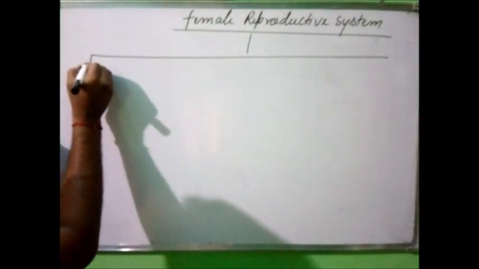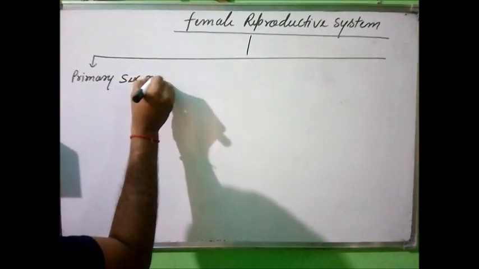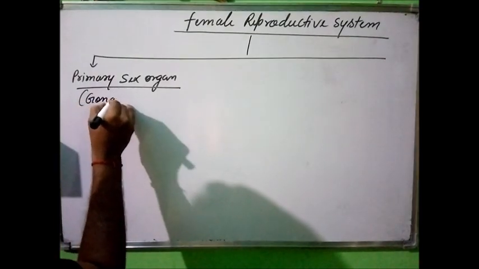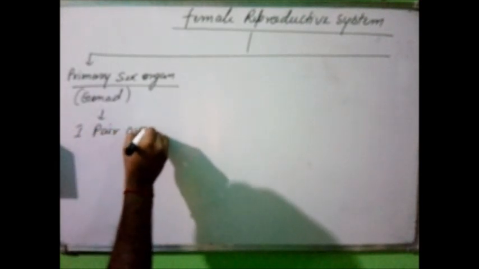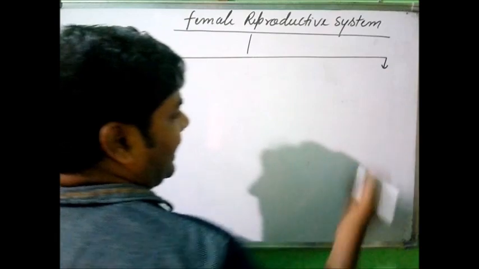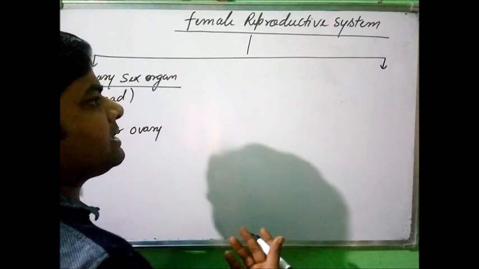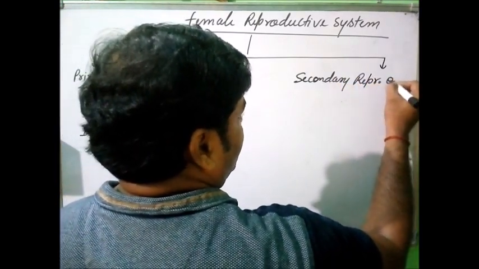See, in case of female reproductive system, the primary sex organ, that is gonad, is one pair ovary. So we are getting one pair ovary as primary sex organ. Now the remaining structure will be considered as accessory reproductive organs, and these are classified as secondary reproductive organs.